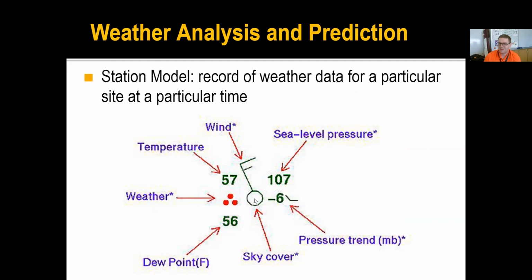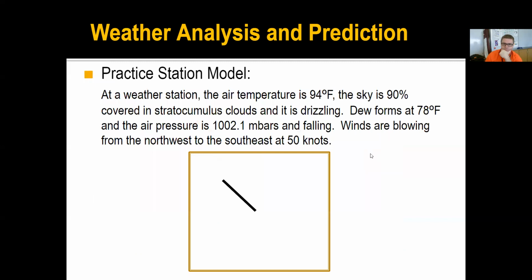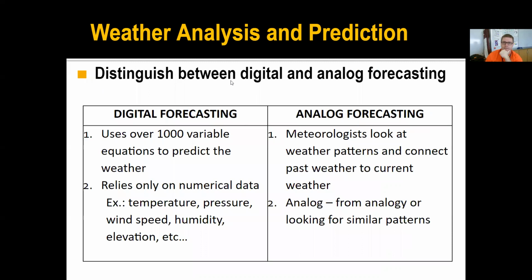Dew point, what the cloud cover is, what the pressure is, if it's increasing or decreasing in millibars, what the current sea level pressure is. All of these things are shorthand and give us enough information about what's happening in real time in any location around the country. We're going to have some practice building a station model. This is just an example problem that you can come back to and try to do on your own time, but we're going to practice a lot of this during our class period. So don't worry about this too much right now.